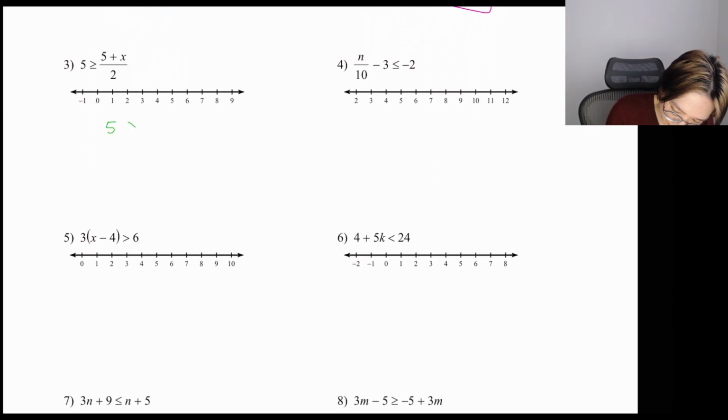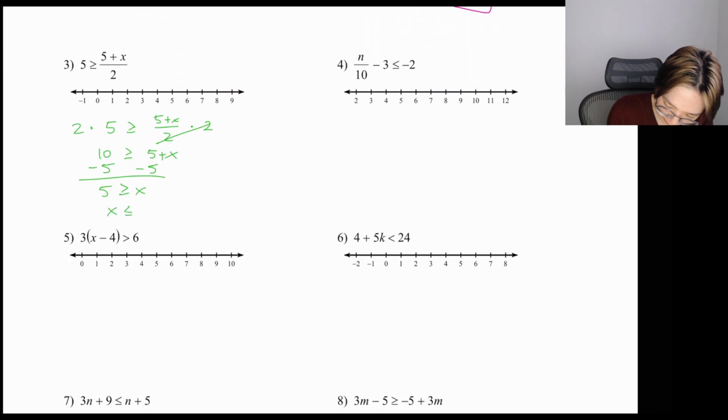Third one, 5 is greater than or equal to 5 plus x over 2. Multiply both sides by 2. 10 greater than or equal to 5 plus x. Subtract 5 from both sides. 5 is greater than or equal to x, or x is less than or equal to 5. 5 is right here, closed circle, because it can be equal to, less than 5.